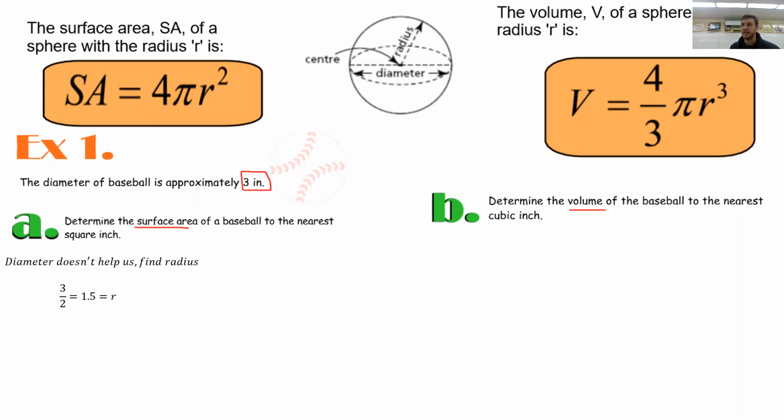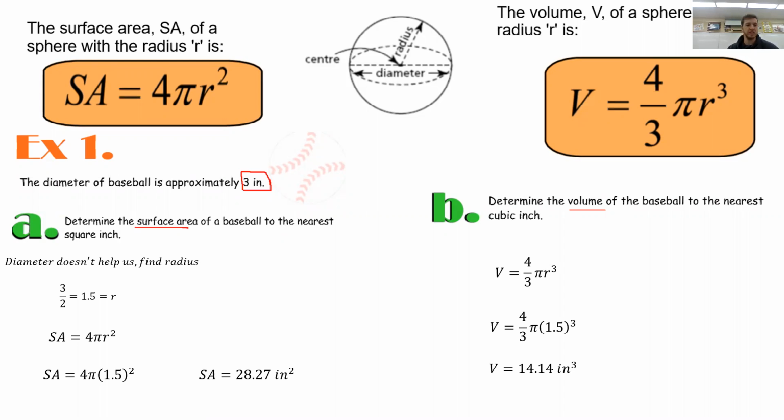All right. We got an answer, so let's see. Surface area is 28.27 inches squared. Very good. Volume is 14.14. Mark, exempt.